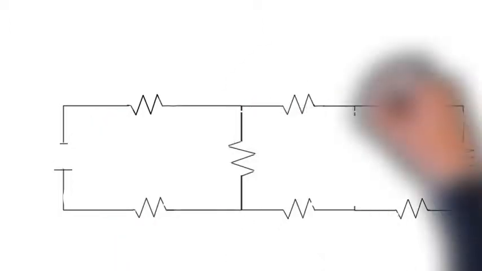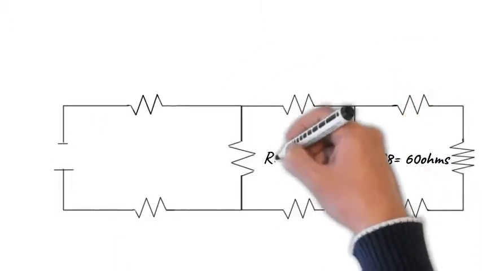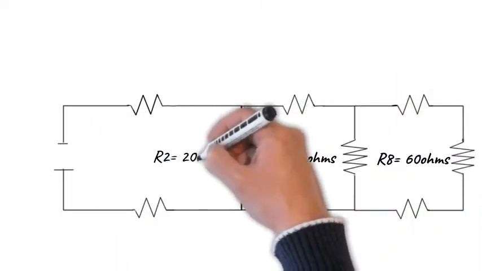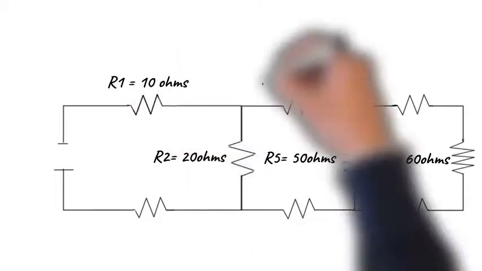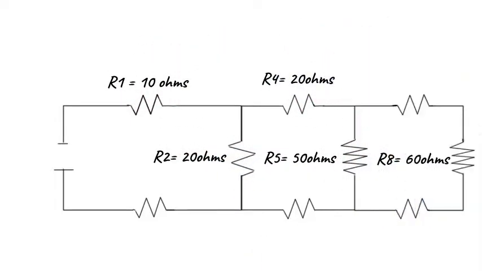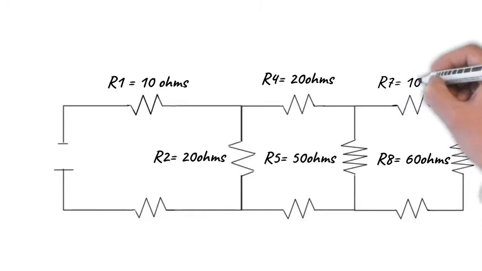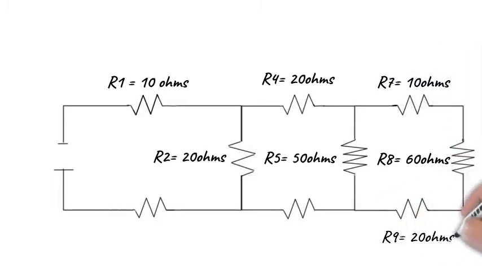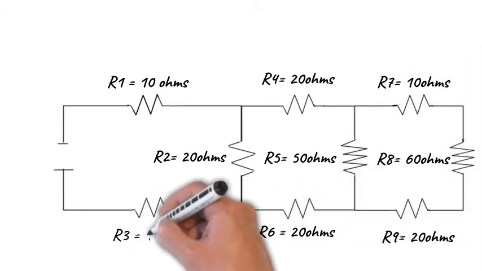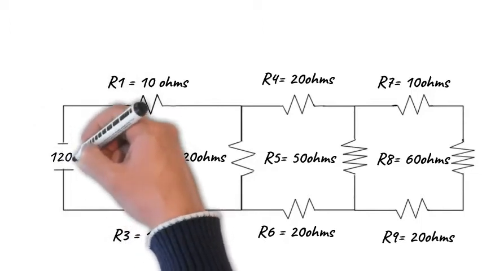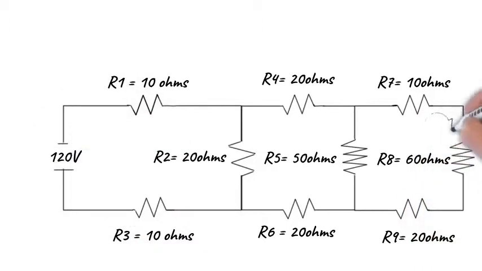Our objective with these circuits is going to be to try and solve for each one of the unknown values. In this example, I will give you the resistances of each resistor as well as the source voltage. For the purposes of this example, we will be using electron flow.